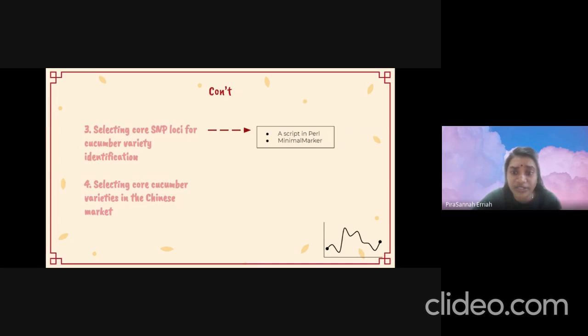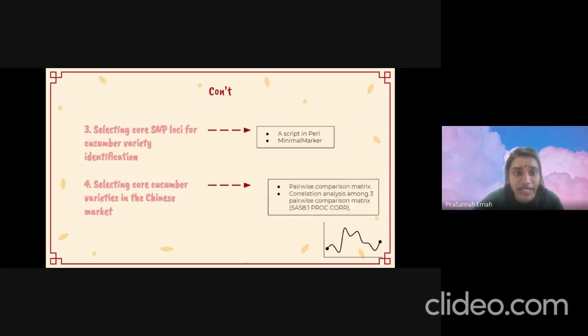Then they conducted on the minimal marker. Minimal marker, actually, what's that? And then they continue these experiments by performing on the minimal markers. And then the second one is selecting core cucumber varieties in the Chinese market.